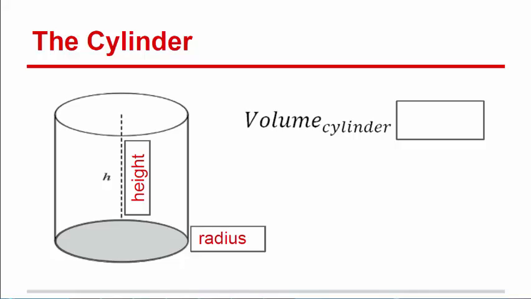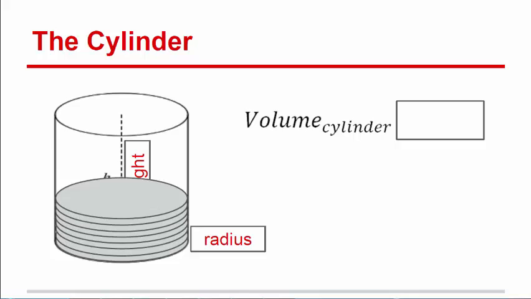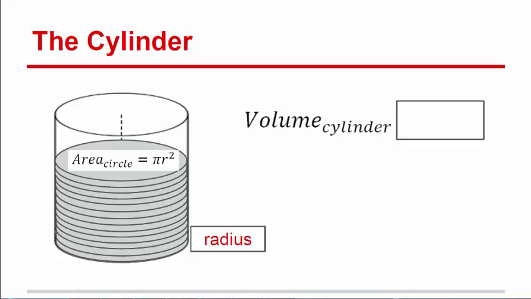The shape of the bottom is that of a circle. So we're going to look at it in a couple of parts. The base shape, or the bottom of it, will be the shape of a circle. So if we can find the area of that circle, then we can stack those up, and we can take all those individual areas of those circles and we would have the volume of the cylinder.